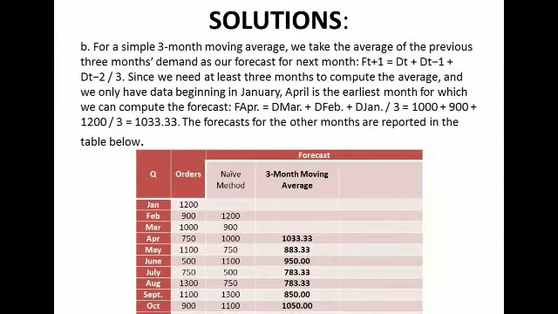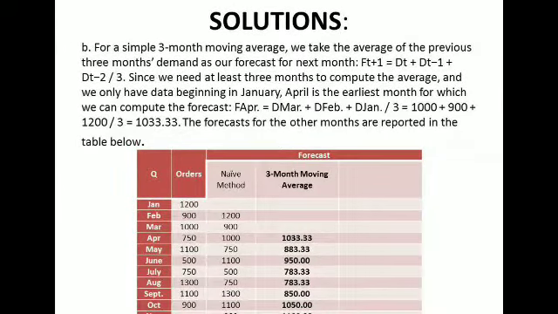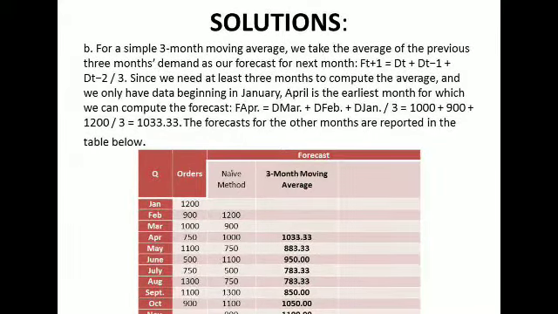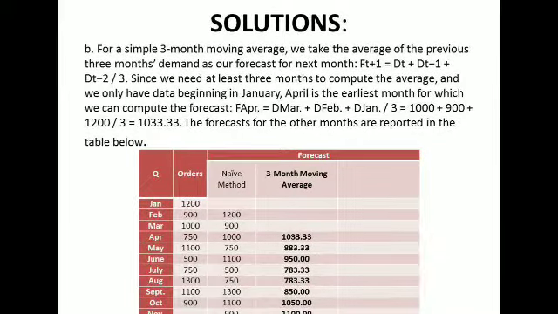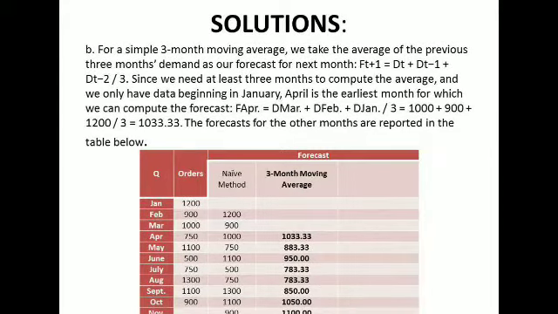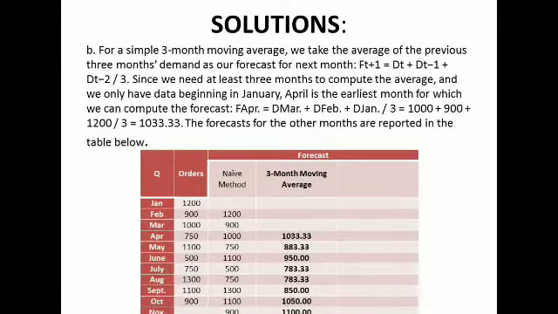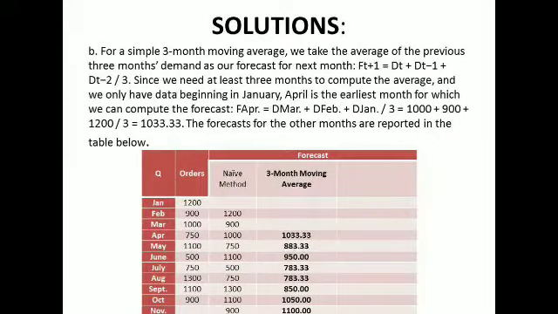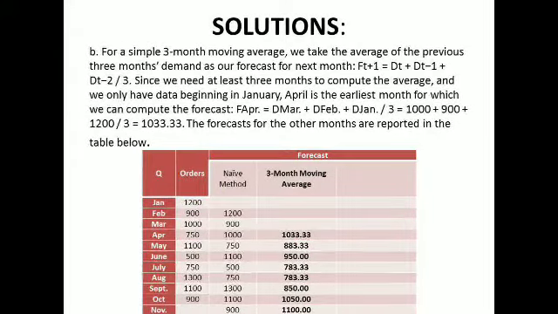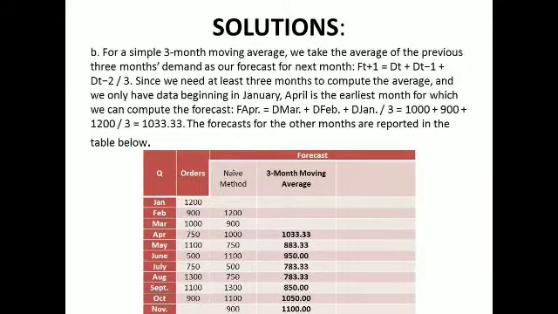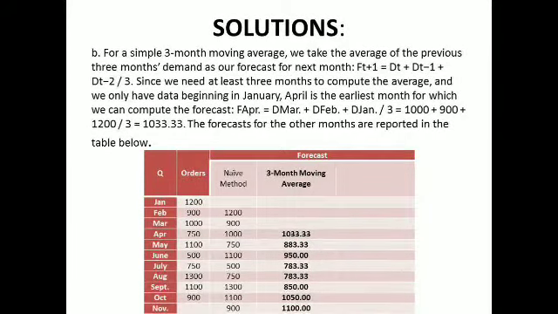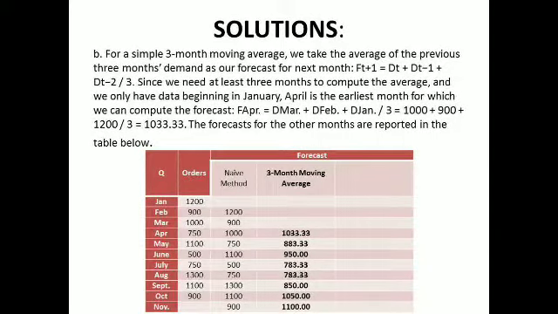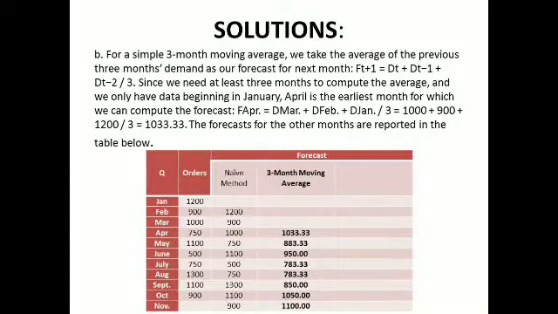So, the forecast for April equals the demand in March plus the demand in February plus the demand in January, divided by 3, which is 1,000 plus 900 plus 1,200 equals 3,100, divided by 3 equals 1,033.33. The forecasts for the other months are reported in the table below.